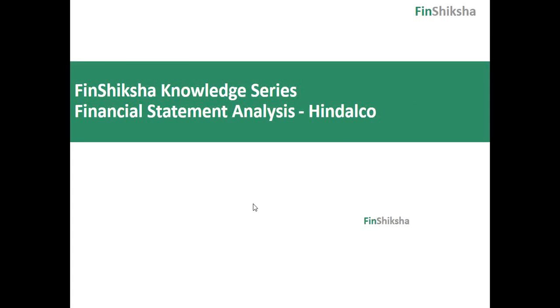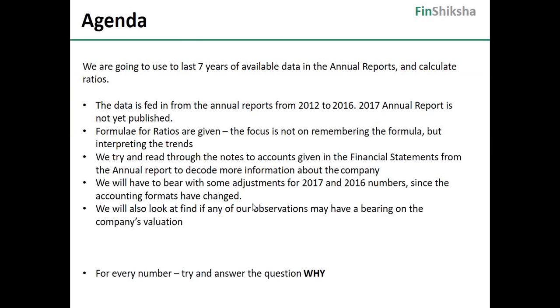So what do we have with us? We have a template of an Excel file where we have data available for the last 7 years, either from the annual reports or from the financial statements. So from the annual reports, we have data coming in from all the way up to 2012 to 2016. 2017 annual report is not yet published. So what we have right now is data put in from 2017 financials, but we will not have too much detail other than that in terms of breakup of those numbers from where they are coming from.